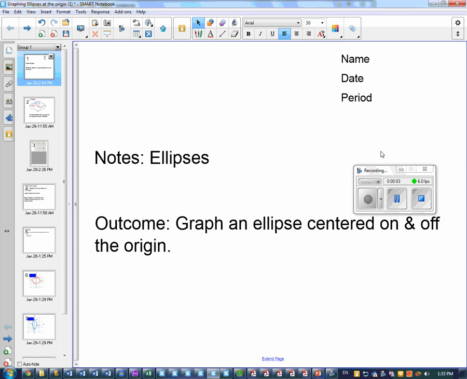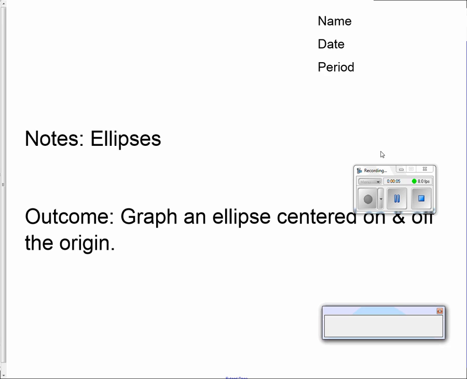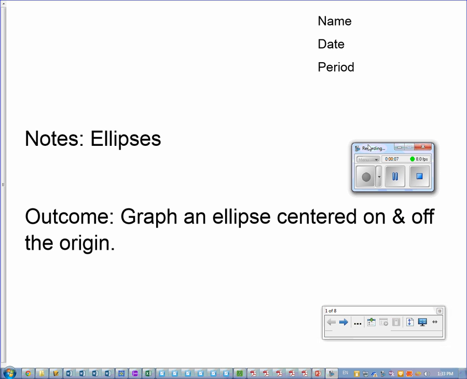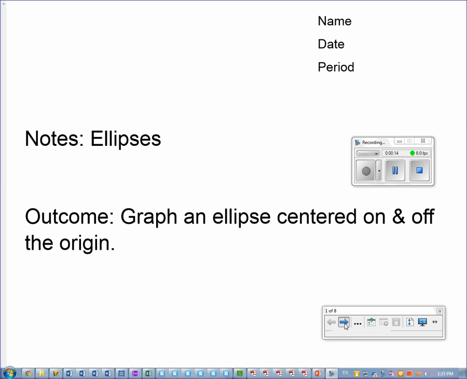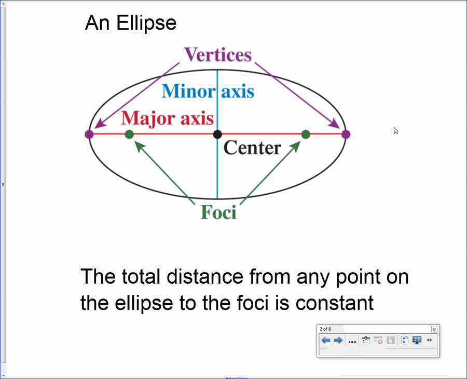The title of this set of notes is Ellipses, and the outcome is to be able to graph an ellipse that is either on the origin or centered off of the origin. So first we're going to look at what is an ellipse. You have a picture here that shows a graph of an ellipse.